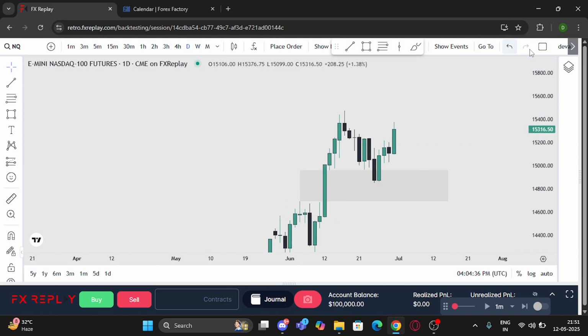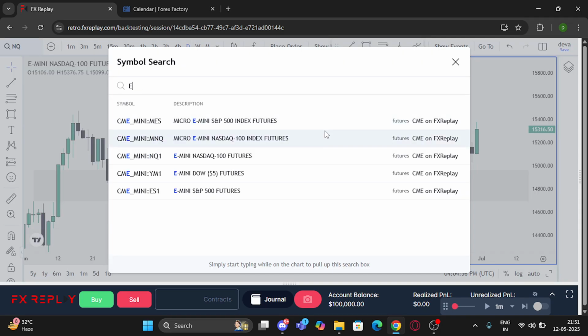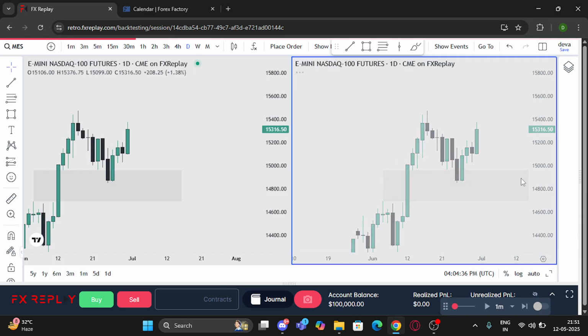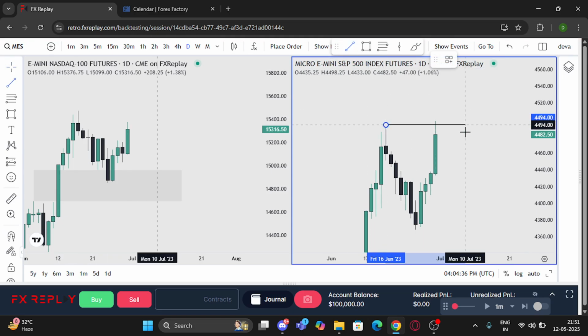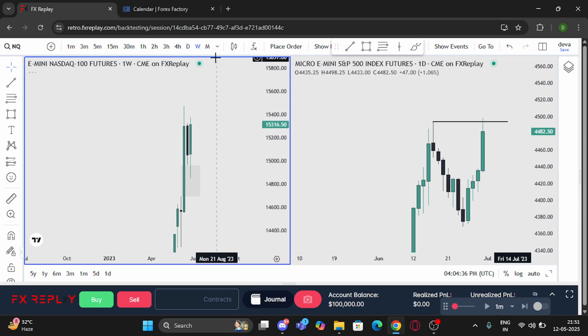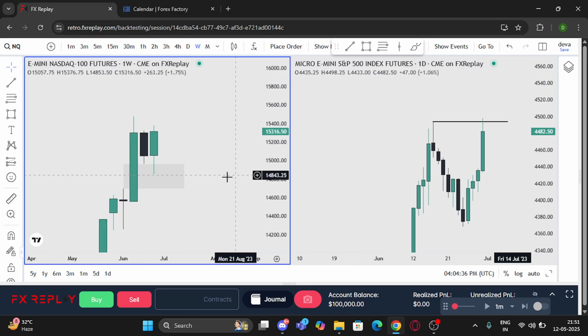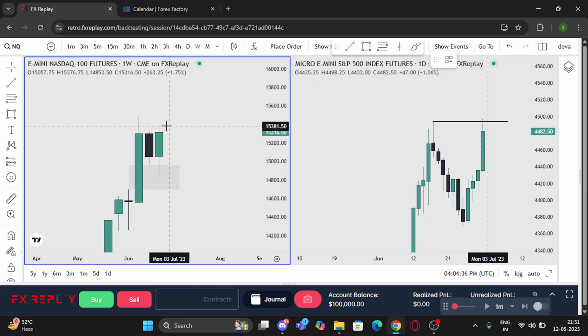Maybe if I check the ES now, let's see. Alright, so ES just took the high. What I want to see is this next monthly candle to be an open, low, high, and then a close. With this fair value gap at the weekly, I want to see this monthly as well as the weekly candle to be the open, low, high, and then a close.